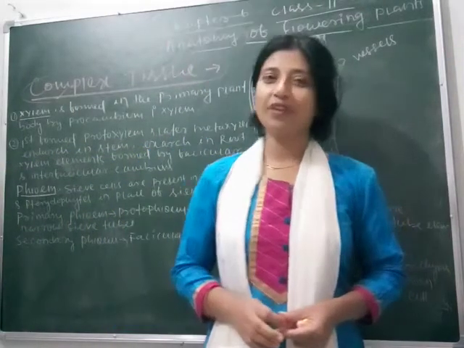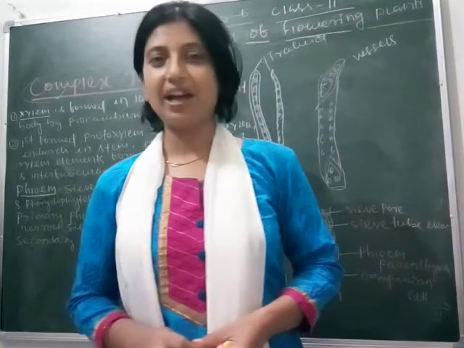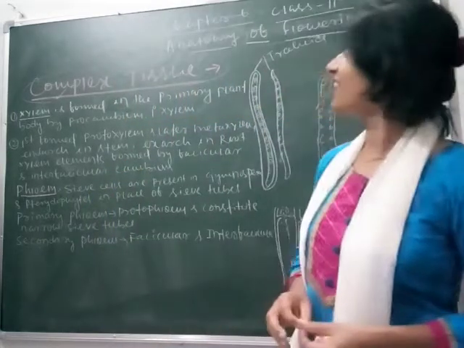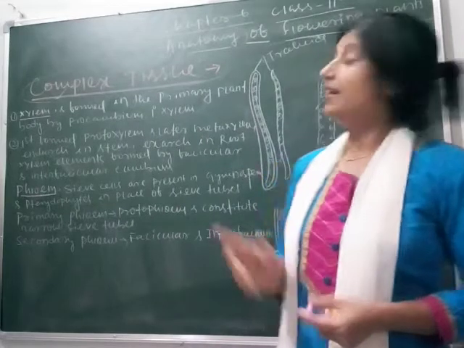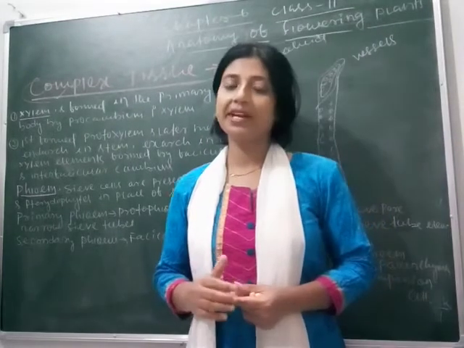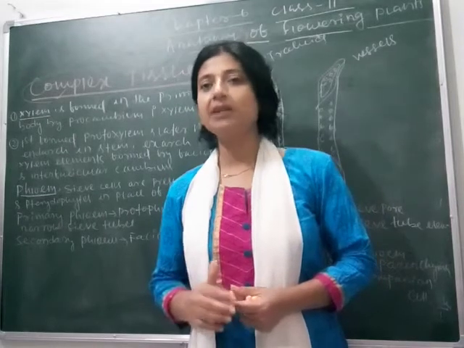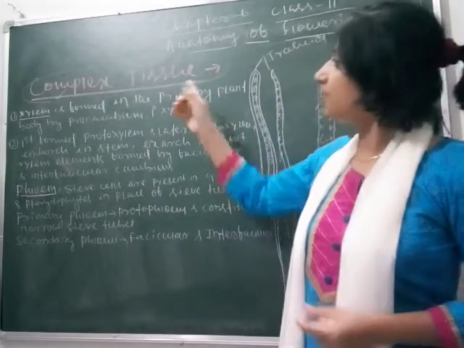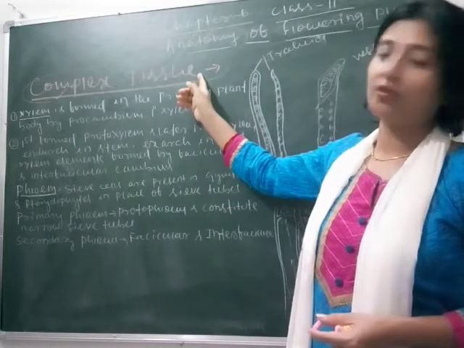I hope you all are okay and enjoying the chapter Anatomy of Flowering Plants of class 11, chapter 6. In our last class, we discussed meristematic tissue and simple tissue. Today we will study complex permanent tissue.